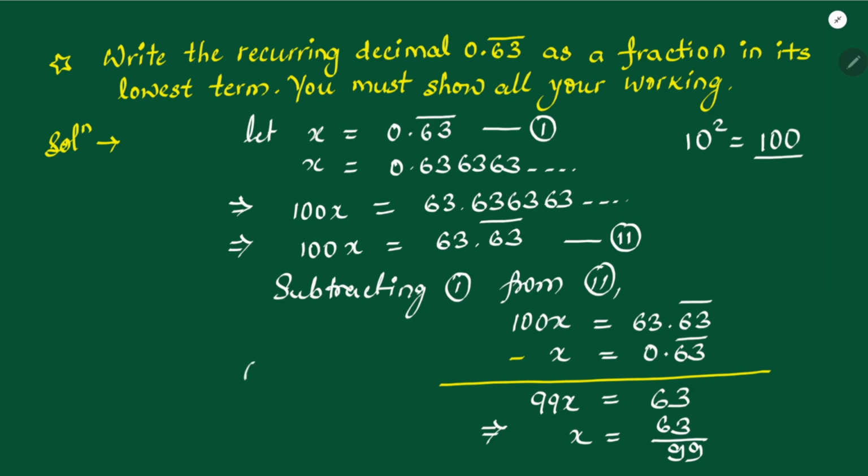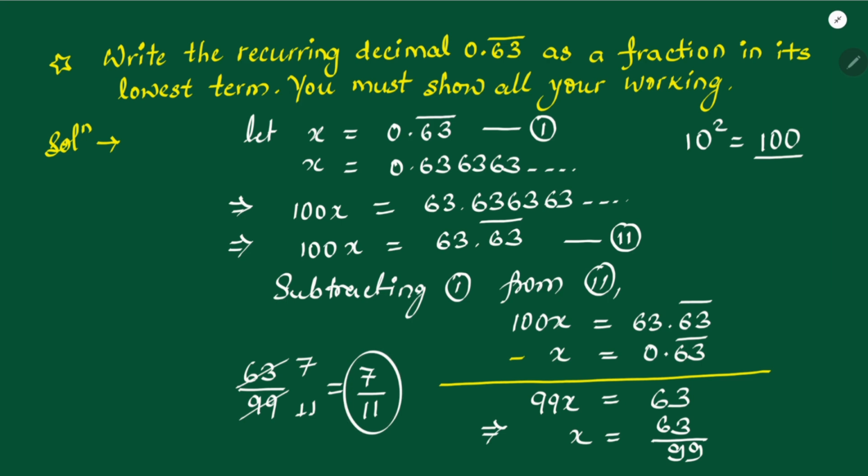So this one, 63 divided by 99, is not in its lowest term right now. We can simplify it further. So if I divide it by 9, this will be 7, and this will be 11. So 7 divided by 11 is our answer for this question.